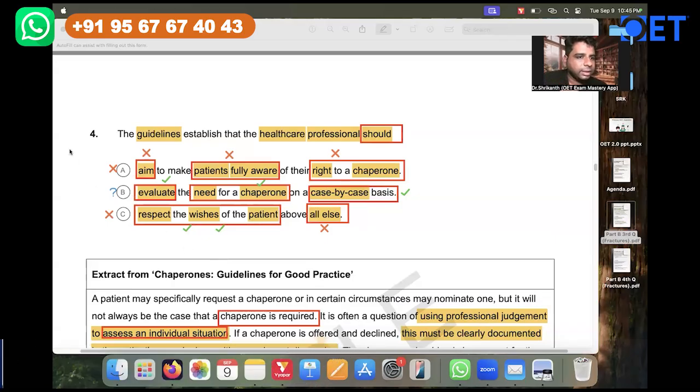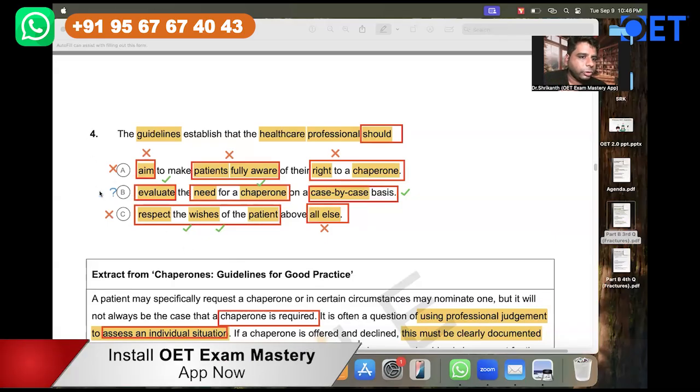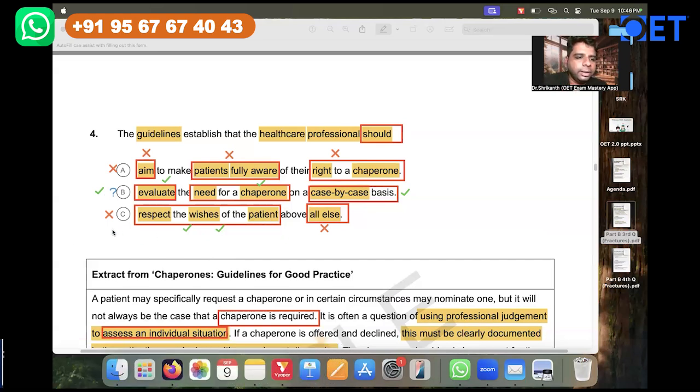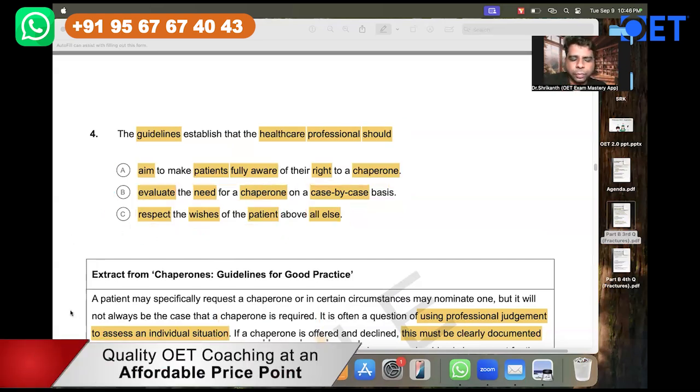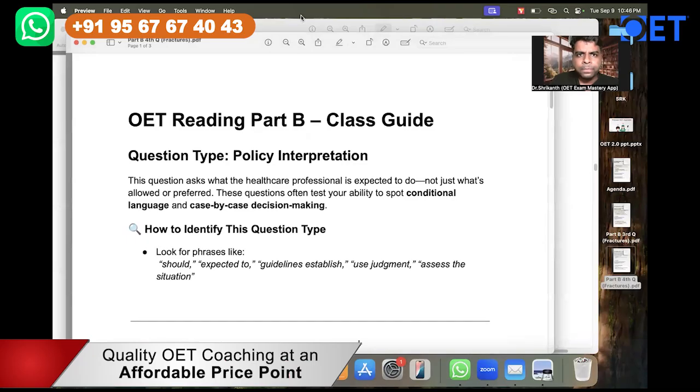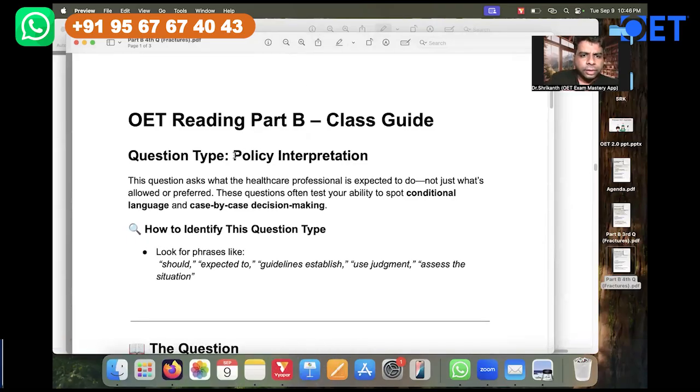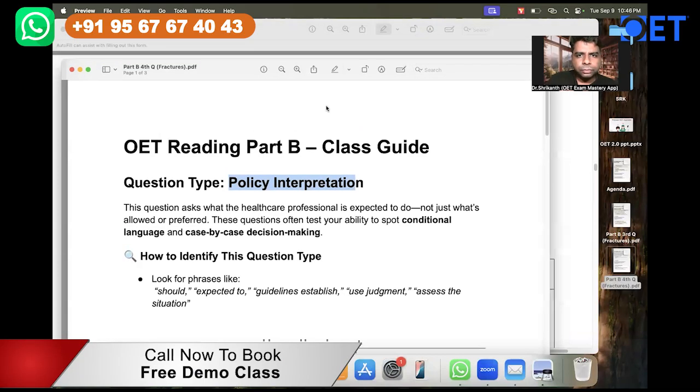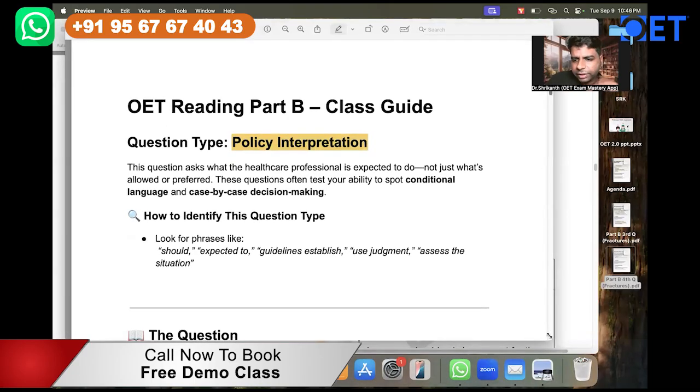So if A and C are incorrect, that means by default, answer option B will become the right answer. And it is definitely the right answer because in the very beginning itself, every single thing is mentioned over there. Right. So this is how you can deal with policy interpretation type questions. Let me just take this particular document over here. All right, so this document over here is a policy interpretation type question, right? So once you deal with these type of questions, let's see how you can identify these type of questions.